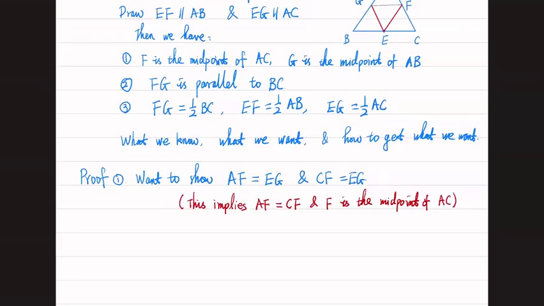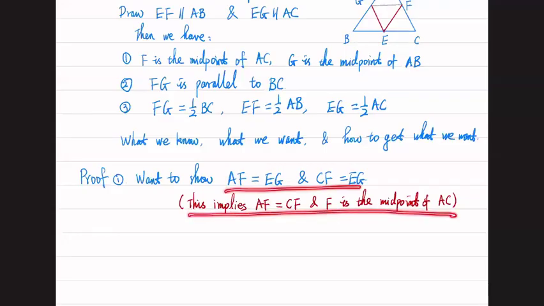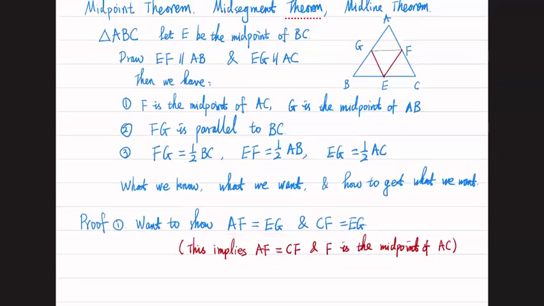Okay, let me check. Jessica, what do you think about this statement? Does this follow from the identities? If we can prove AF and EG same length, CF and EG same length, then I claim these two must have the same length. Do you agree? Okay, because they equal the same thing.